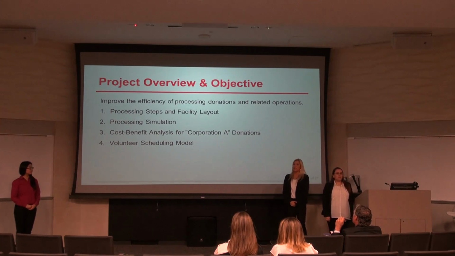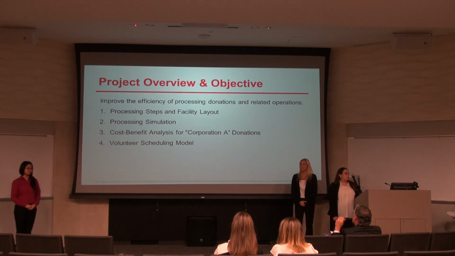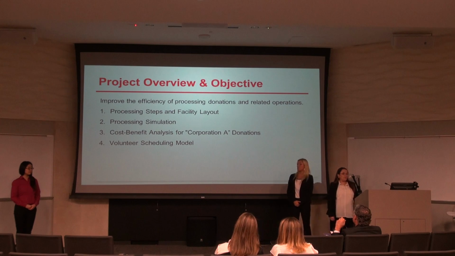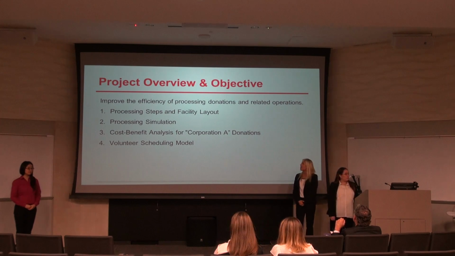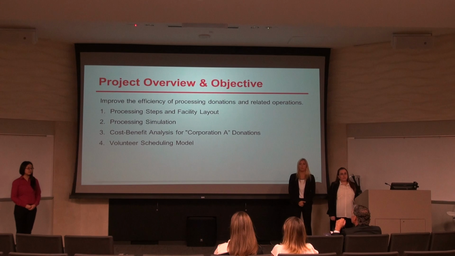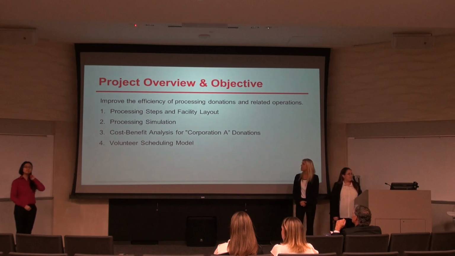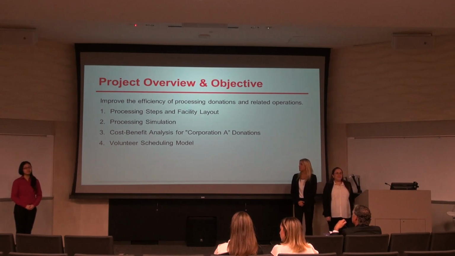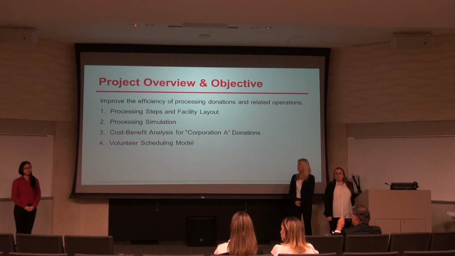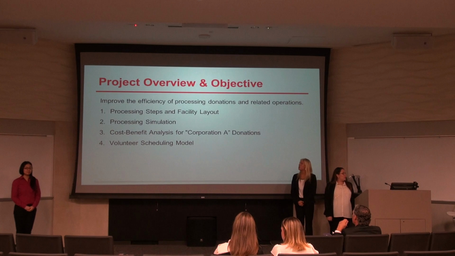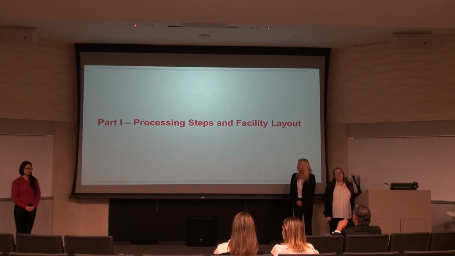So the objective of our project was to improve efficiency with the processing of donations and other related items. Our project had 4 parts. The first part is processing steps and facility layout, processing simulation model, cost-benefit analysis for Corporation A, and a volunteer scheduling model. To start off, we're going to talk about processing steps and facility layout.